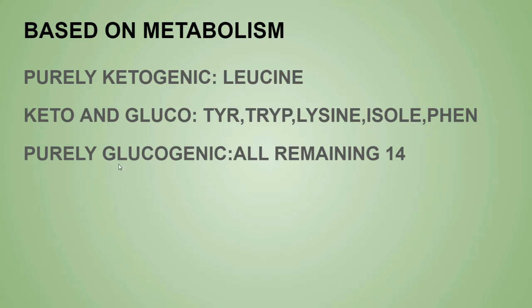Okay. Now next is the purely glucogenic, means in the metabolic pathway they will be metabolized purely glucogenically. All the remaining 14, because we have a total of 20 amino acids in our body. So we got all the 6 over here in the above two, and in the rest, purely glucogenic, all the remaining 14 will be considered.